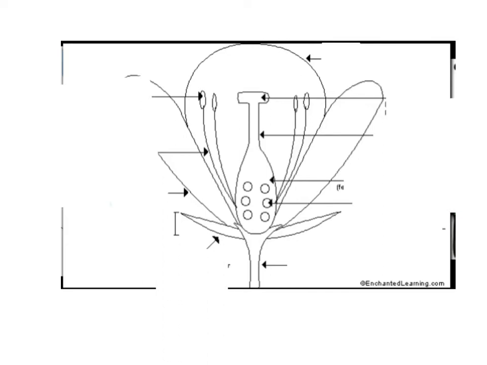So, starting simple, we have the petals. Now the role of the petal is to attract the insect into the plant. So they're often brightly coloured and they're sometimes scented.